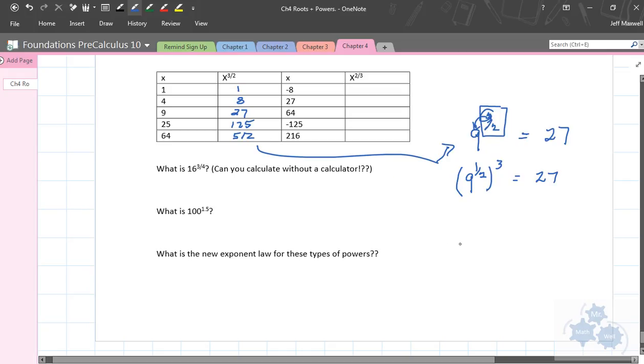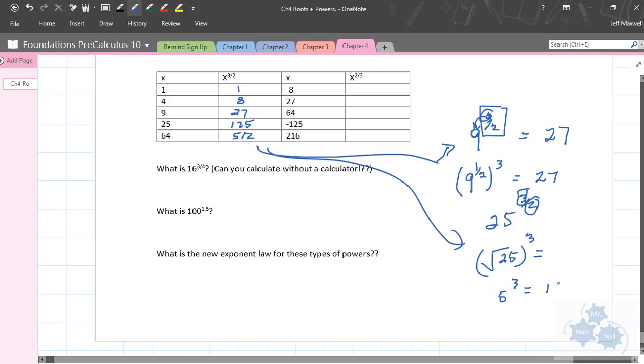But let's take a look at 125. Okay, let's do another example. So I have 25 to the power of 3 over 2. And we notice that we have a 2 here. And we said earlier that the denominator in a fractional exponent means the same as the index. So what if I did square root of 25 and took care of this part? And then 3, seeing that it's just a number in the numerator, what if I cubed this? What would I get? Well, this would be 5, and then cubed, what's that? 125. See that?